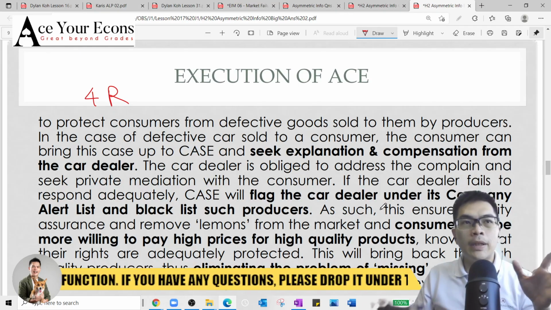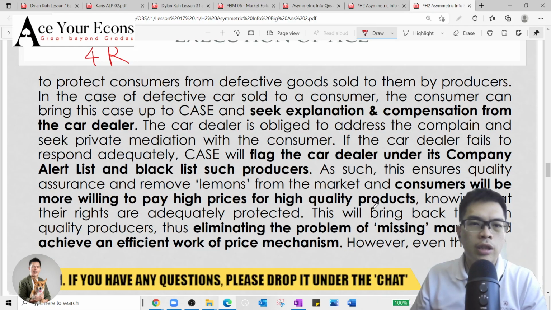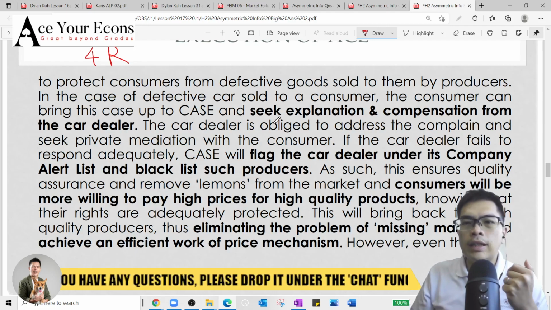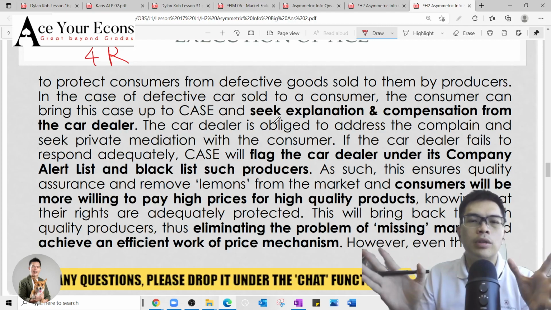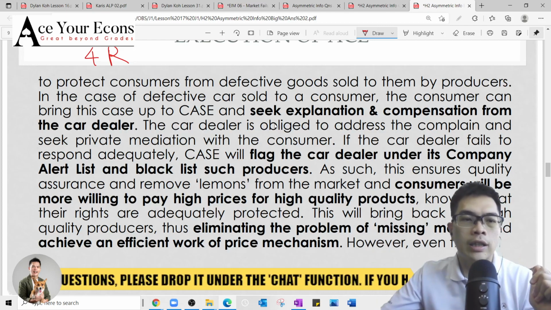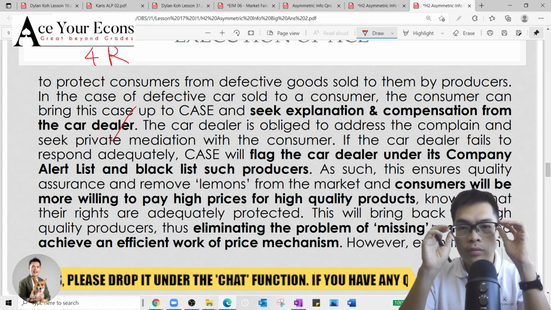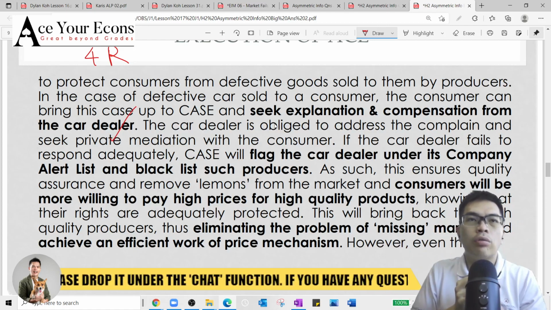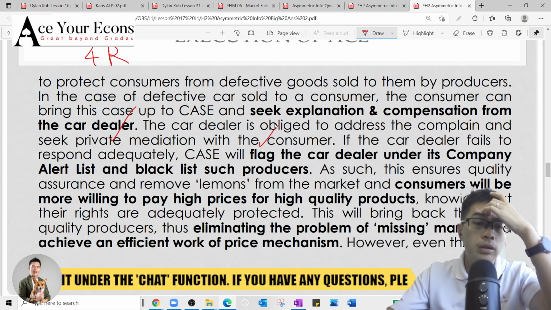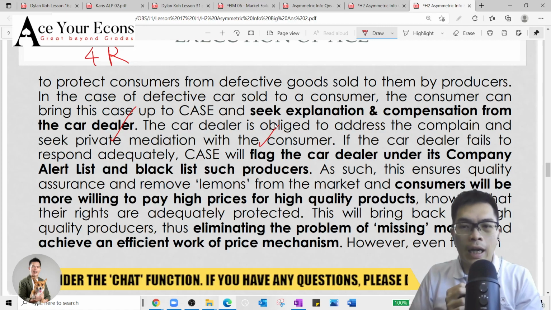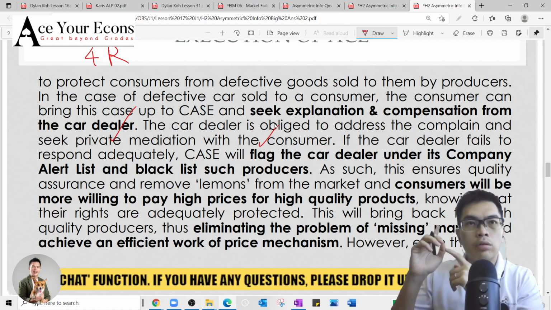The explanation that I have here differs slightly from the 4R approach. I'm going to illustrate a little bit. You can see that CASE actually offers a platform for consumers to seek compensation and explanation. The example that I used was a car dealer. The car dealer is obliged to address the complaint and seek private mediation with the consumer. If the car dealer fails to respond adequately, then you go to the CASE website.